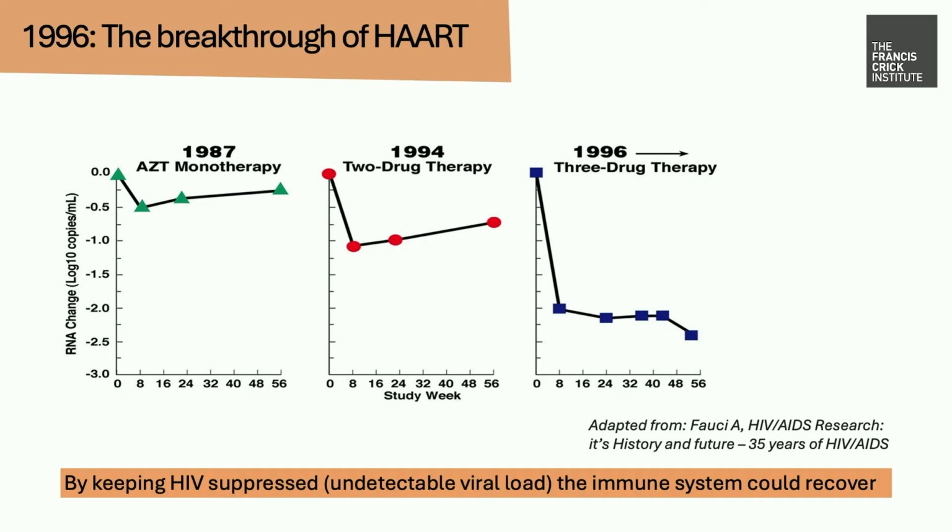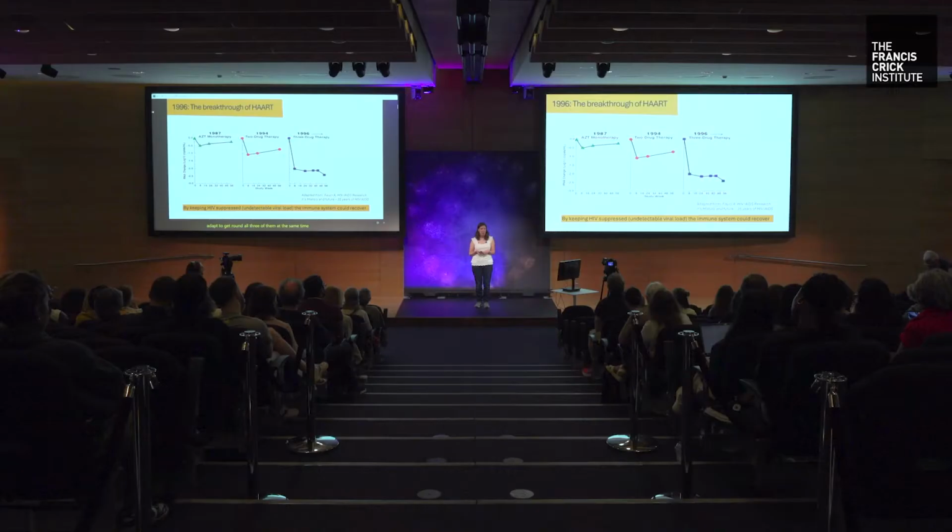The breakthrough in 1996 was to give people three drugs. And when the virus was up against three drugs, it just couldn't adapt to get round all three of them at the same time. And for the first time, and this is 15 years after AIDS was first reported, we could now stop people from dying. So this was a major breakthrough. What it meant was that the virus levels remained low, and this gave the body time for the immune system to recover a bit. And so that's really what was behind all this.